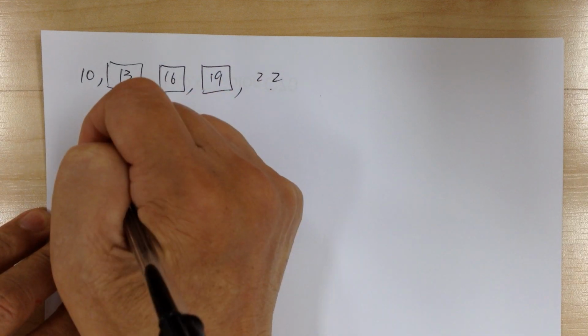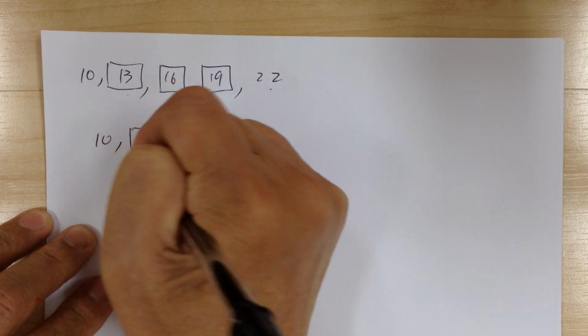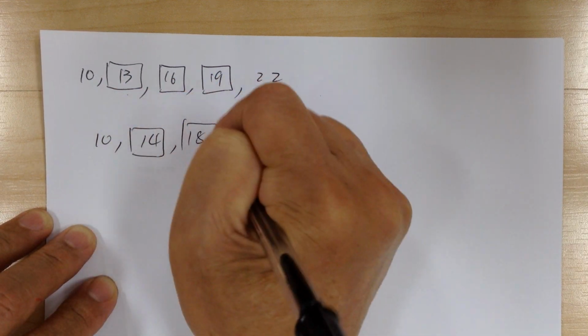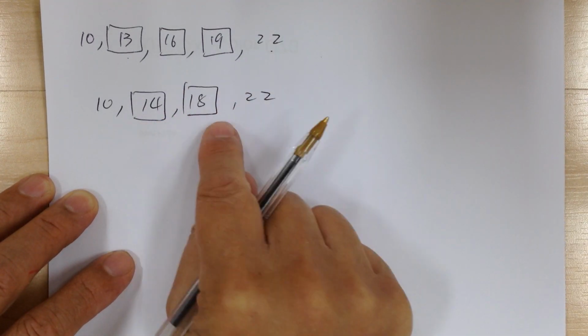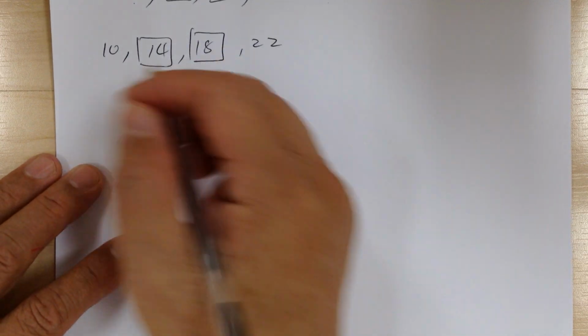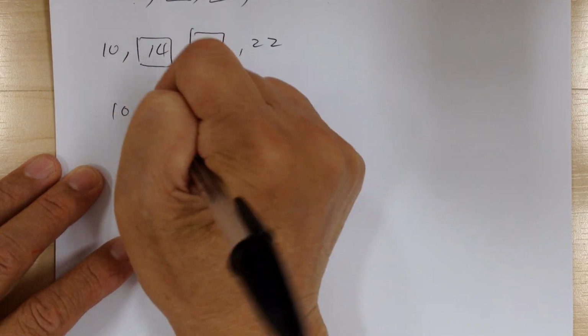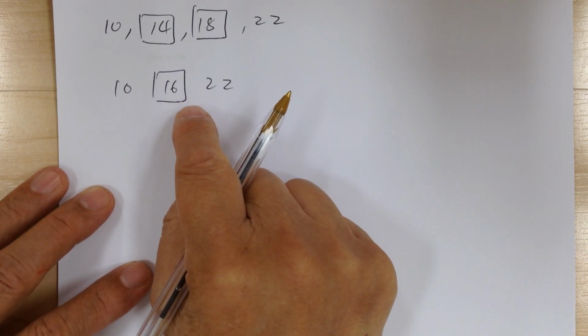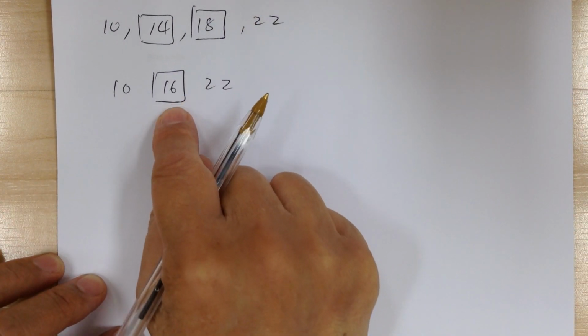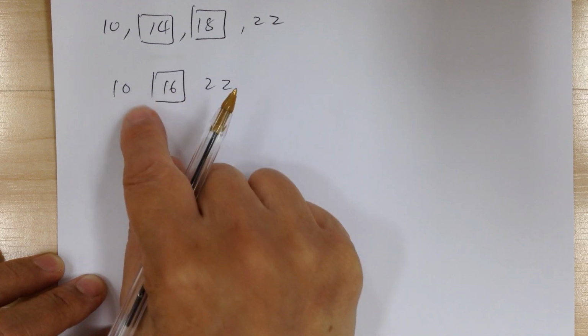You also have the 10, the 14, 18, and 22. So these are 2 arithmetic means between 10 and 22. You also can have just 1. So that is the arithmetic mean between 10 and 22.